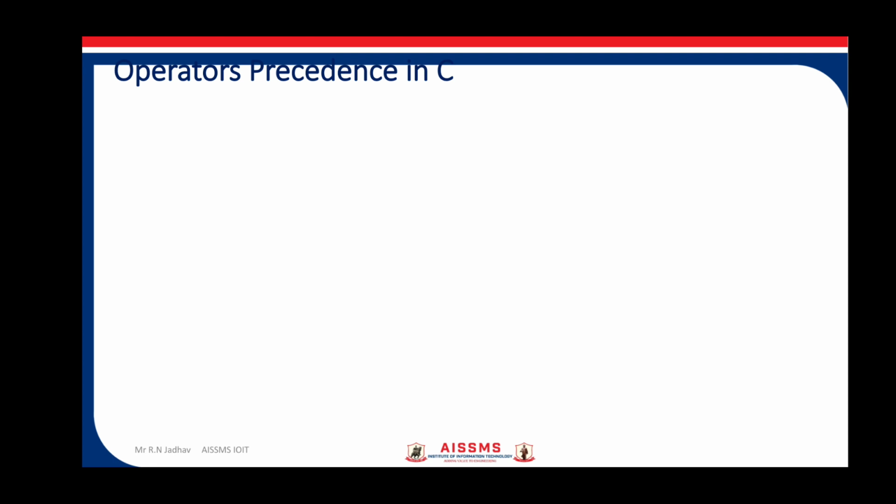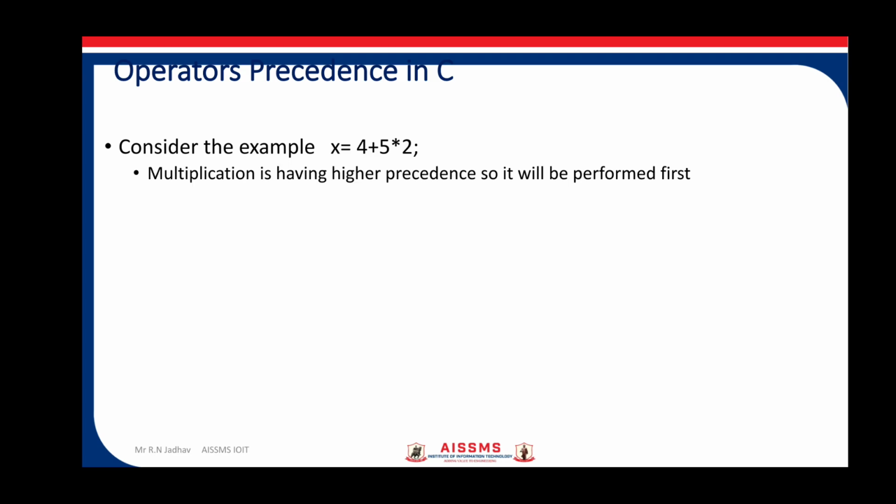Now next is operator precedence in C. In most statements you have multiple operators in one single statement. Consider this example, x equal to 4 plus 5 into 2. Here we have two operators in one single statement. In this case the calculation is easier because we know that plus has lower precedence than multiplication. So the multiplication operation will take place first. The result will be 14, that is first 5 into 2, that is 10, and then it will be added to 4. So the answer is 14.